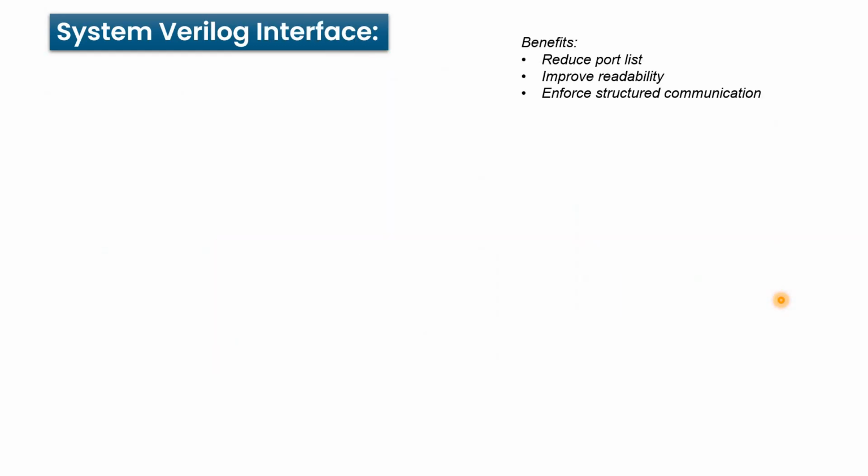Now we come to one of the important features of SystemVerilog, which is the interface, and this is my favorite one. The benefit of using an interface is that we can reduce the port list of the modules. It improves readability and enforces structured communication between the modules. So it becomes very easy when we integrate multiple modules.